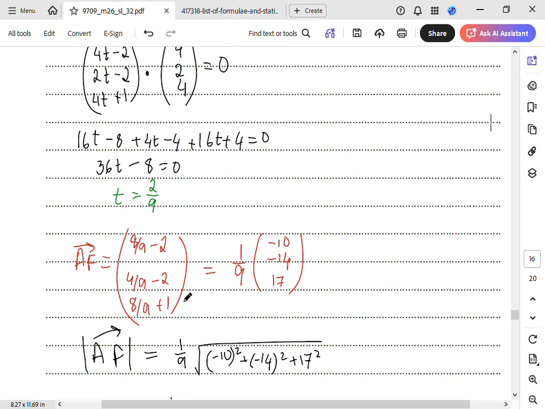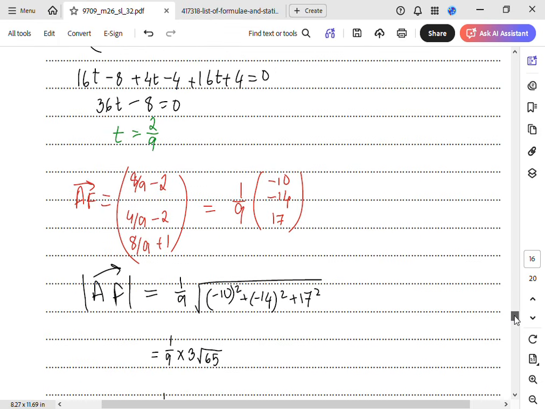So that gives you this. So I took out the 1 by 9 outside because then it's easier for you to do the distance, because there won't be any fraction left. So you just have to find the magnitude of this vector, and then you multiply that with 1 by 9, you're going to get the distance AF. So it's 1 by 9 times root over minus 10 whole square plus minus 14 whole square plus 17 squared. If you use your calculator, you get 3 root 65.